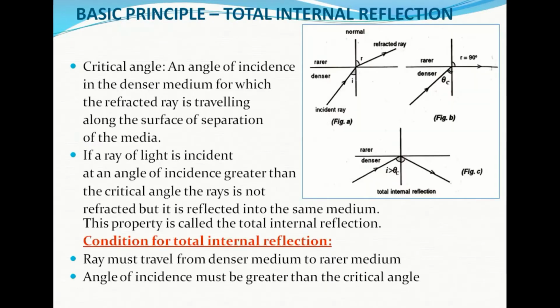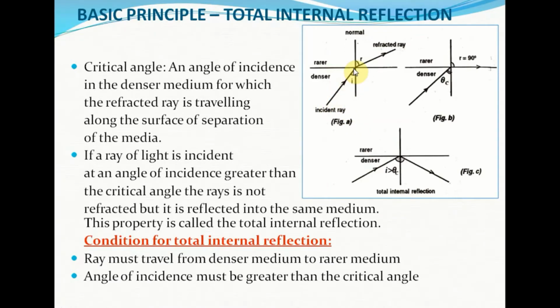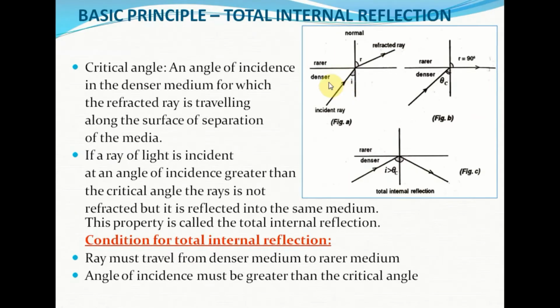Now we will discuss some basic principles behind fiber optics. First concept is total internal reflection. Here we can see that there are three figures. I will explain in detail. In the first figure, this is the incident ray and I is the angle of incidence, and this is the refracted ray and R is the angle of refraction. Here the light rays are traveling from denser medium to rarer medium. Normally, if the light ray is traveling from denser medium to rarer medium, the refracted ray will be bent away from the normal.